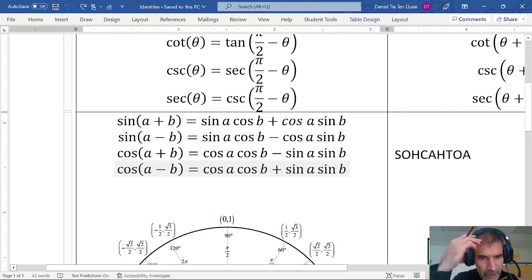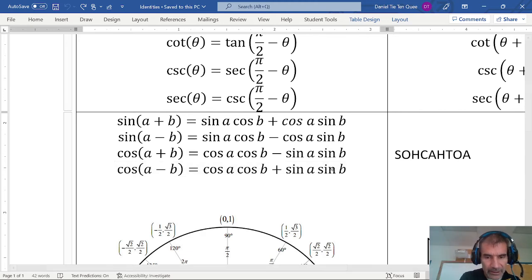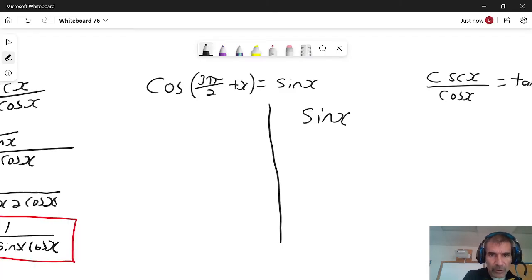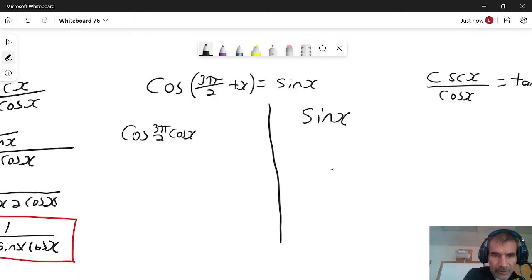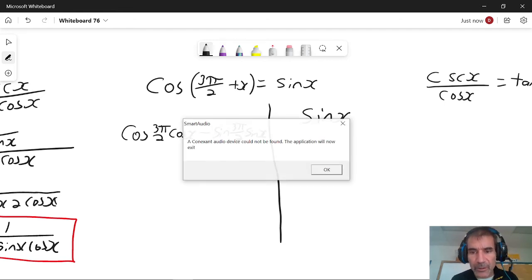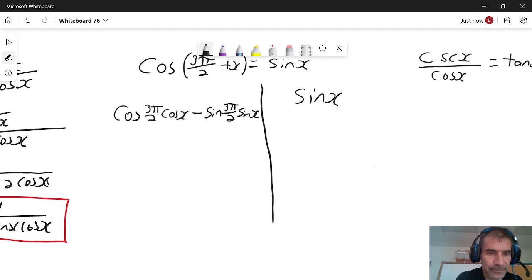And if you look at this formula sheet, the cosine of the sum of two angles is cos A cos B minus sine A sine B. So I'm going to apply that here. So this is cos A, where A is 3 pi over 2, times the cosine of B, which is cos x. And then that is minus sine A sine B. So this is minus the sine of 3 pi over 2 times the sine of x. Now, how can all of this become equal to the sine of x?